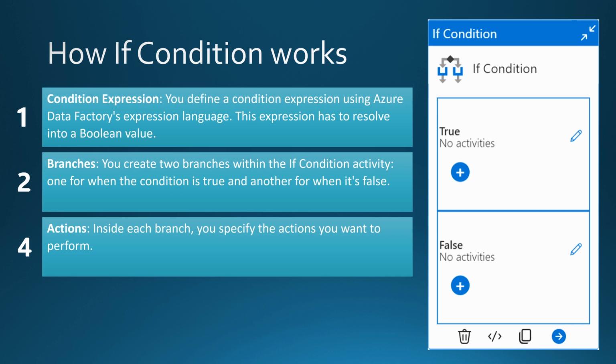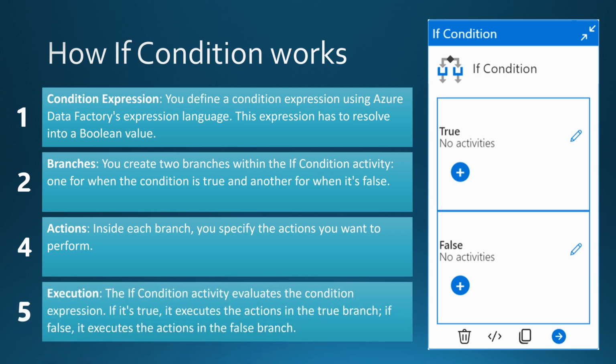So basically, we define the activities that we want to run when the expression resolves to true, and the activities that will run when the expression resolves to false. Then finally, when this if condition is executed in the pipeline execution, if condition will first evaluate the expression value, and if it's true, it will run the actions in the true branch, and if it's false, it will execute the actions in the false branch. Now let's check out in a bit more detail how this if condition expression evaluation works.